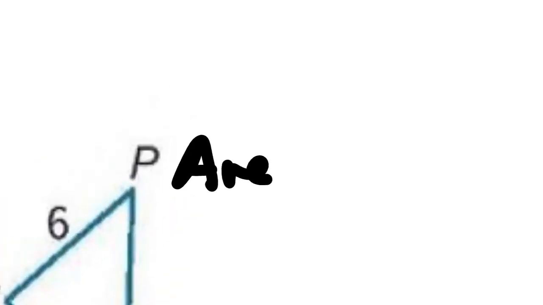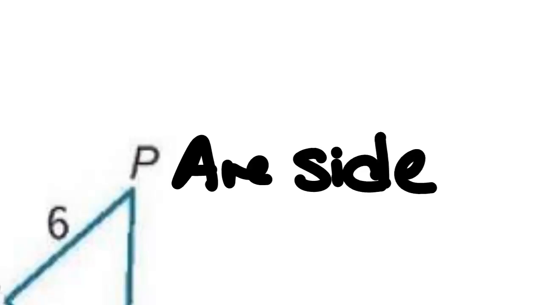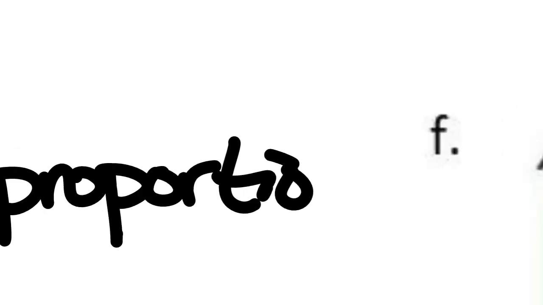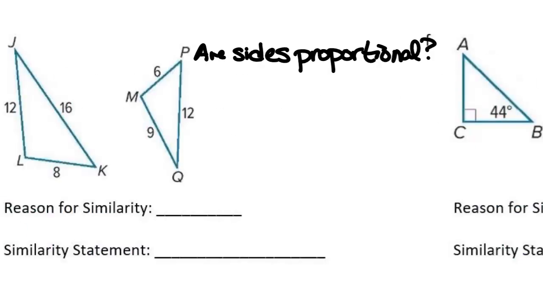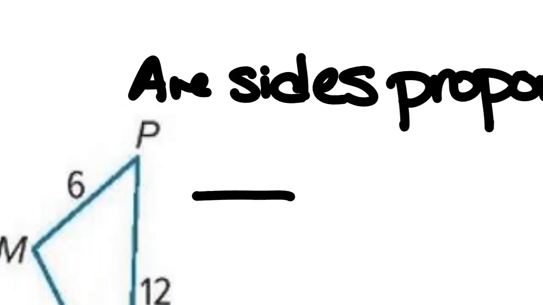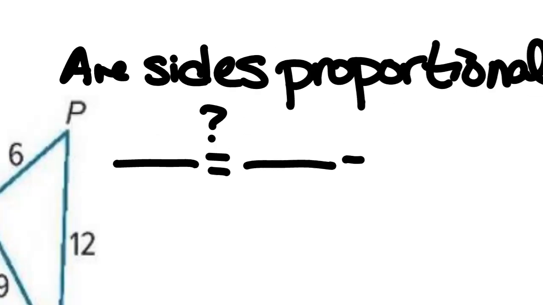So are sides proportional? How many fractions do I need to set up? 3 fractions. How will I decide which pieces to match up? Yes, biggest to biggest, medium to medium, smallest to smallest.